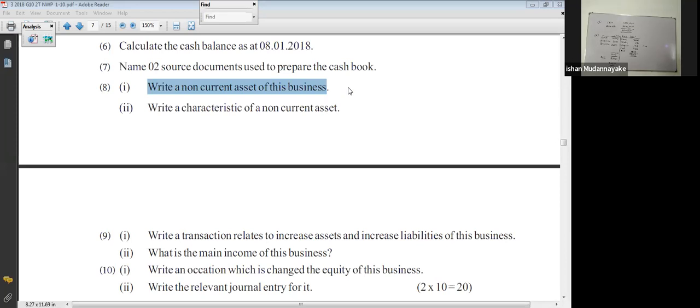Yes, one of the characteristics: inflow of economic benefits in the future. And then another one: can be controlled by the business. Another characteristic is that it can be controlled by the business.